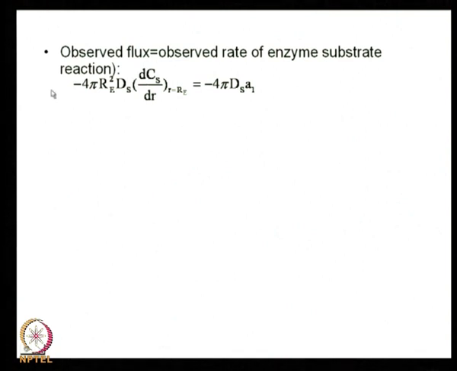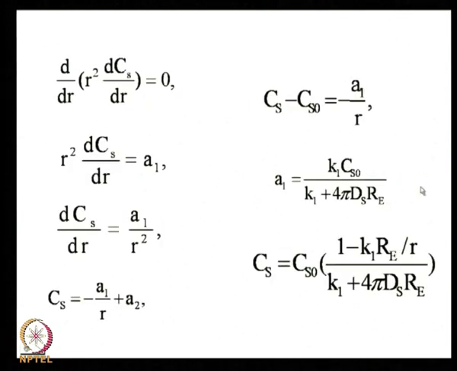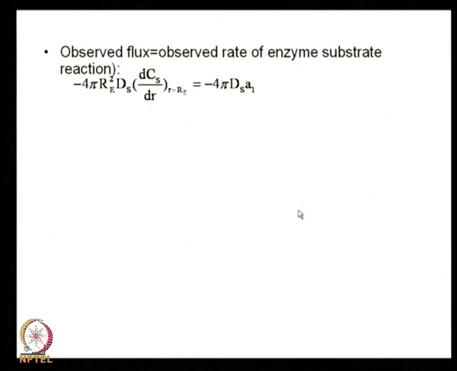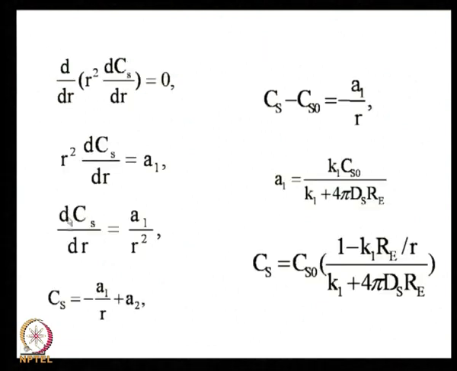So, this is my observed rate of flux, which is minus 4 pi RE square times Ds del CS del R, or dCS dr at R equals RE. Fine. Is it clear with everybody? Because you calculated that R times dCS dr, just now we calculated R times dCS dr equals A1. So, you can put that constant from there. Just now we got that R times dCS dr equals A1 over R, sorry, R square times dCS dr equals A1. So, this you are trying to evaluate at R equals RE.